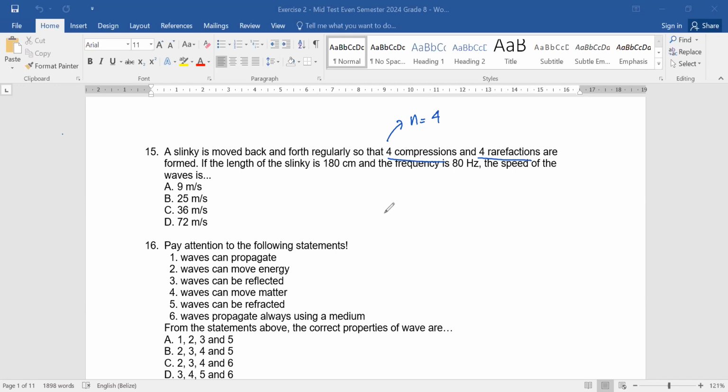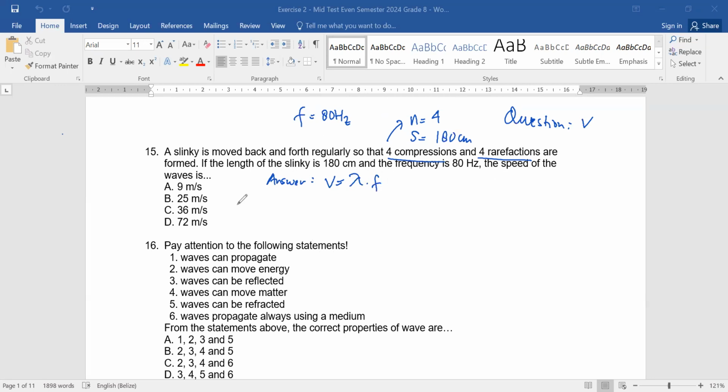Then the length of the slinky is 180, so S is 180 centimeters, and the frequency is also given. The frequency is 80 hertz. And what is the question? The question is asking what is the speed of the wave, right? To count the speed, we need the information about lambda and frequency, because we can count it as lambda times the frequency.